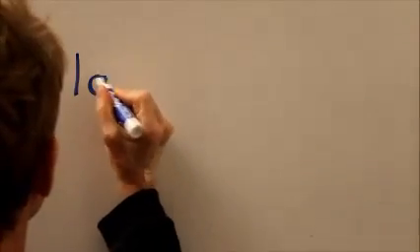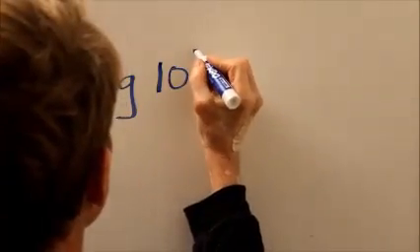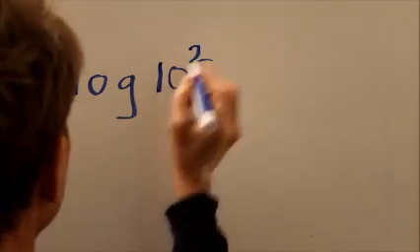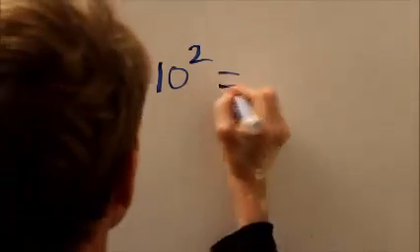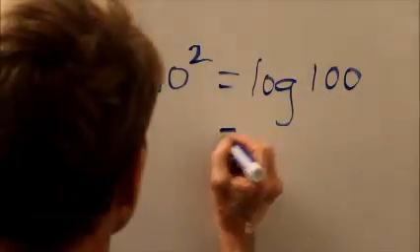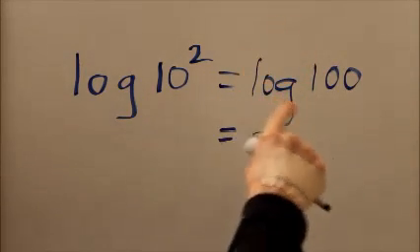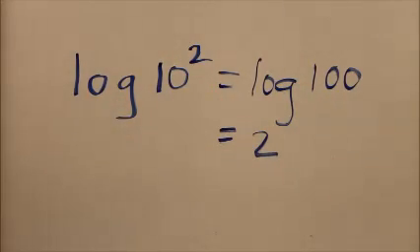The logarithm of 10 squared. Of course 10 squared is 100. We know that right off. And the logarithm of 100 is 2, because 10 squared equals 100. So the logarithm of 10 squared equals the logarithm of 100 equals 2.